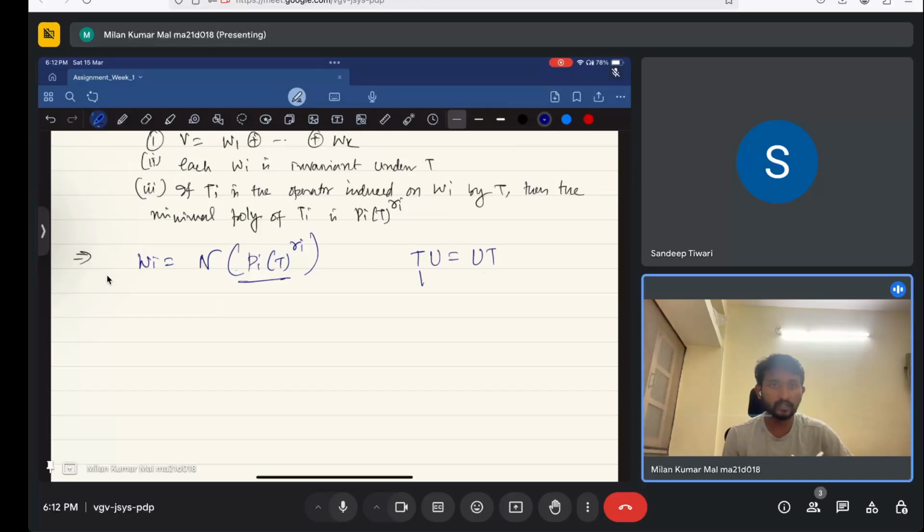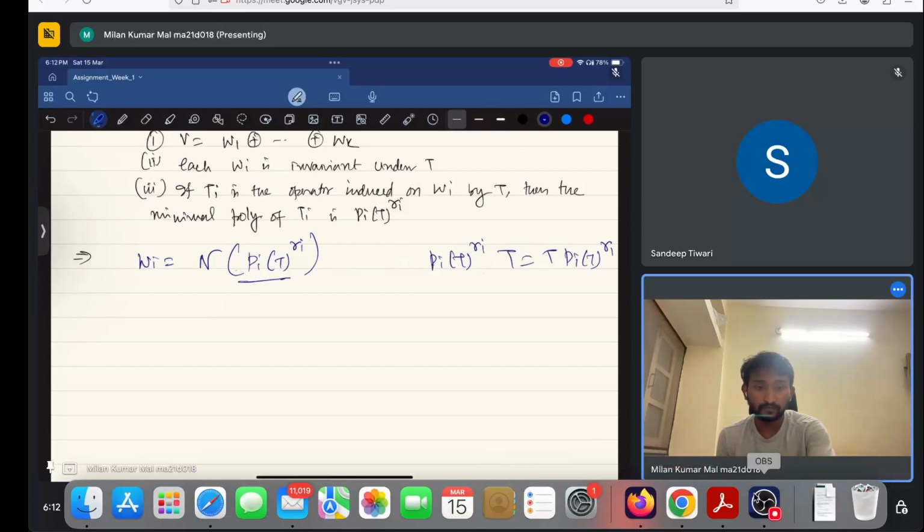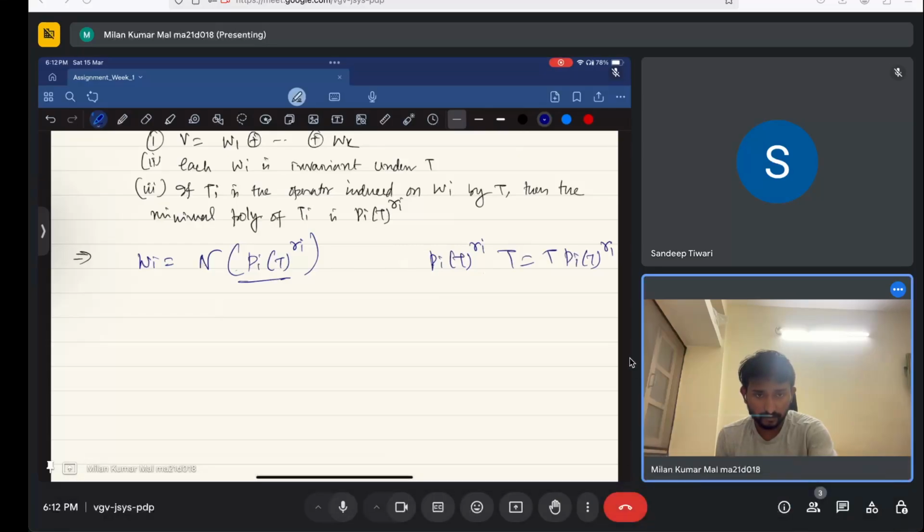Similarly, the range space of T will be invariant under U, and the null space of T will be invariant under U. So the same fact is happening here, because this polynomial Pi to the power Ri is invariant. It commutes with the operator Ti. That's clear, because you can just do the usual computation. So that's why the null space Wi is invariant.